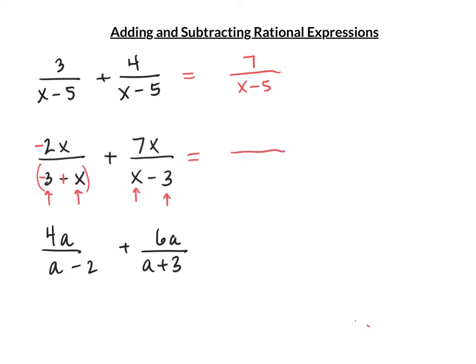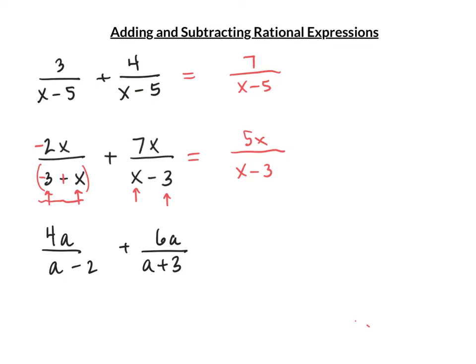My common denominator then is x minus 3. This is x minus 3 because it's positive x and negative 3. Up top I have negative 2x plus 7x, which is 5x. And there's my answer. And that does not simplify.